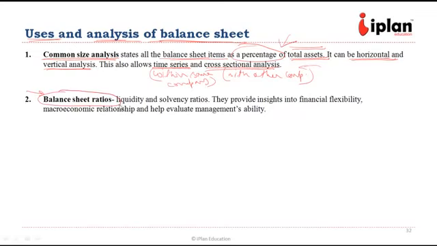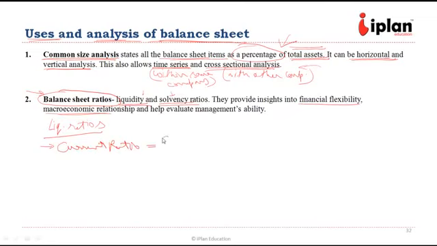Another way of looking at the balance sheet is based on balance sheet ratios. There could be various types of ratios calculated from the balance sheet. One could be liquidity, another could be solvency ratios. They give an idea about the financial flexibility and the financial relationships regarding a particular company. So let us take an example of a few liquidity ratios. They give an idea about the liquidity in the company.